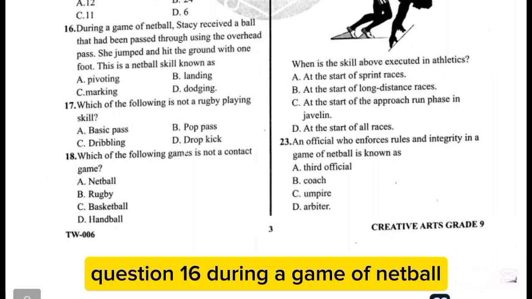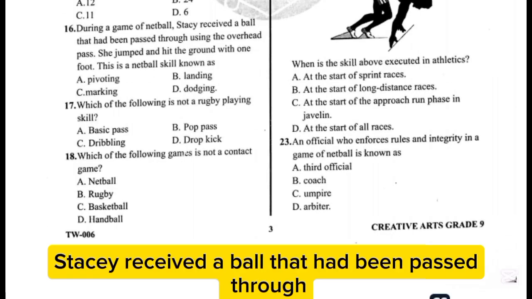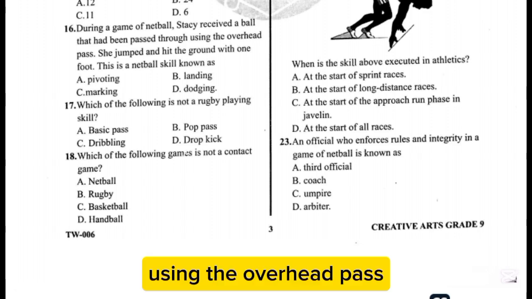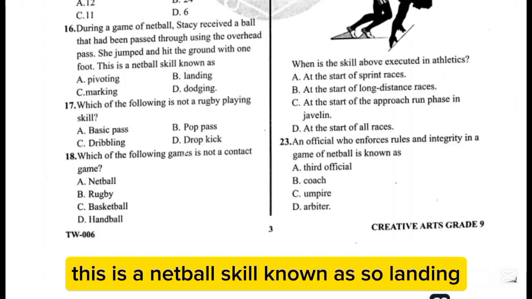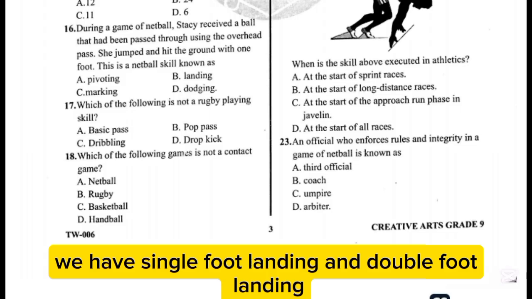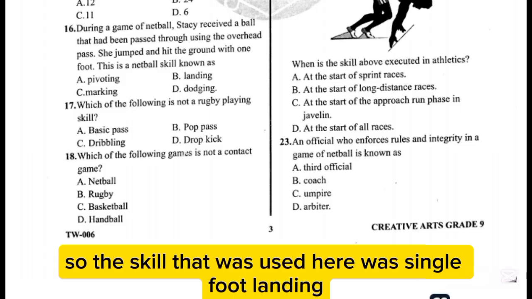Question 16. During a game of netball, Stacy received a ball that had been passed through using the overhead pass. She jumped and hit the ground with one foot. This is a netball skill known as landing. We have single foot landing and double foot landing. So the skill that was used here was single foot landing.